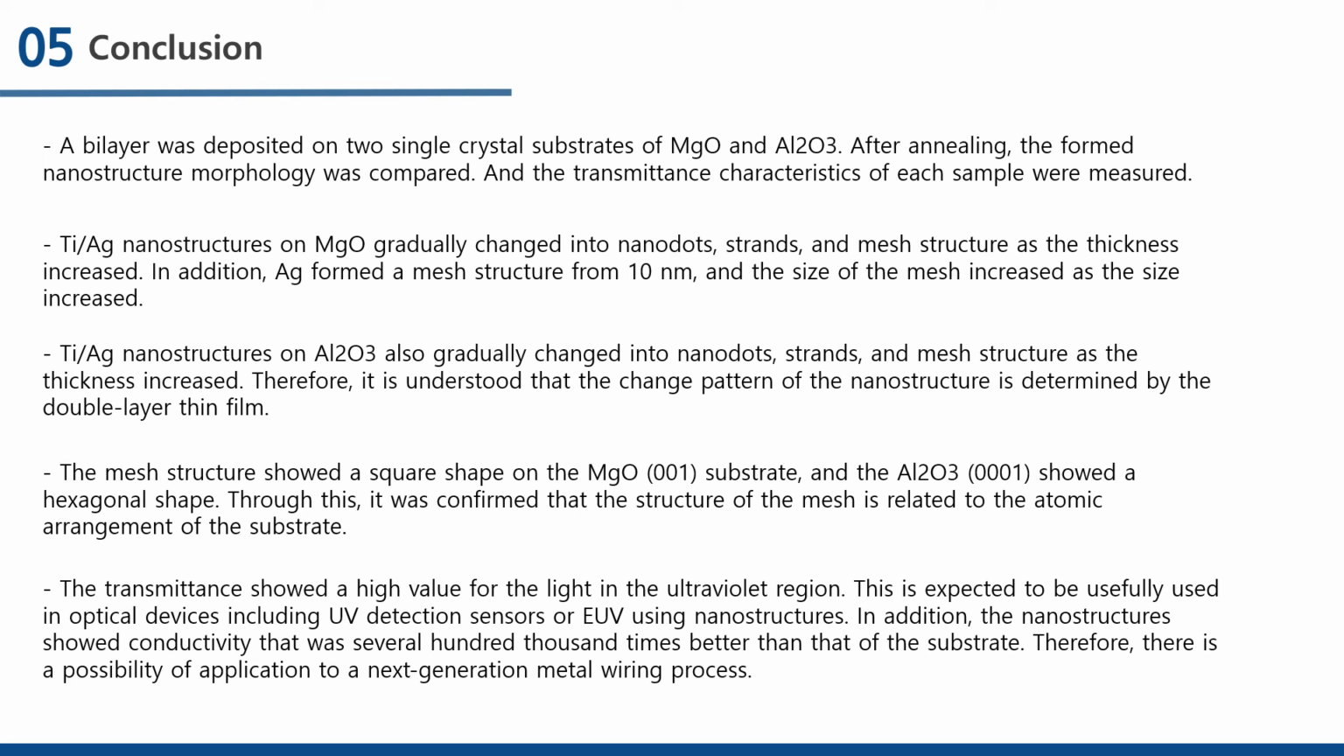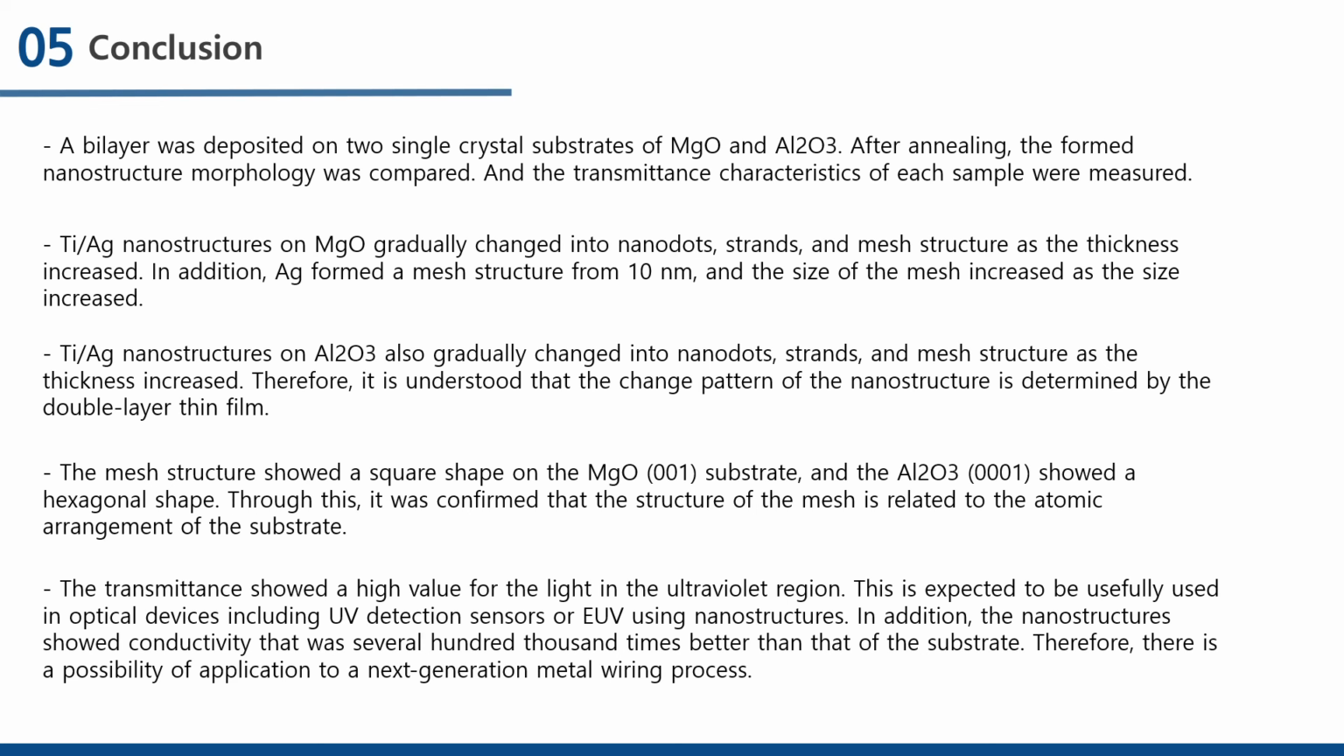After annealing, the formed nanostructure morphology was compared, and the transmittance characteristics of each sample were measured. It is understood that the change pattern of the nanostructure is determined by the double-layer thin film. The mesh structure showed a square shape on the magnesium oxide substrate, and the aluminum oxide showed a hexagonal shape. Through this, it was confirmed that the structure of a mesh is related to the atomic arrangement of the substrate.